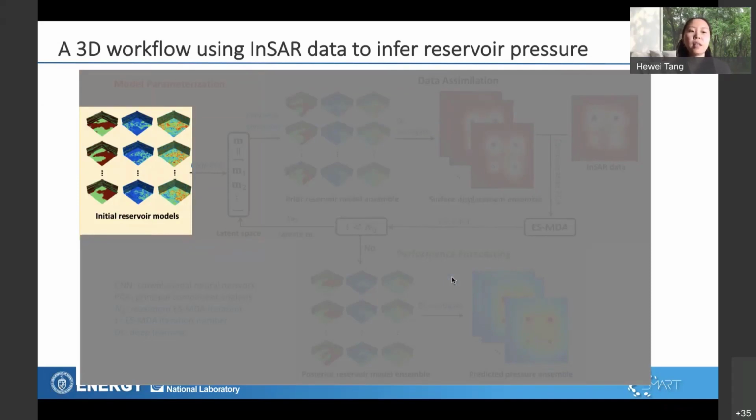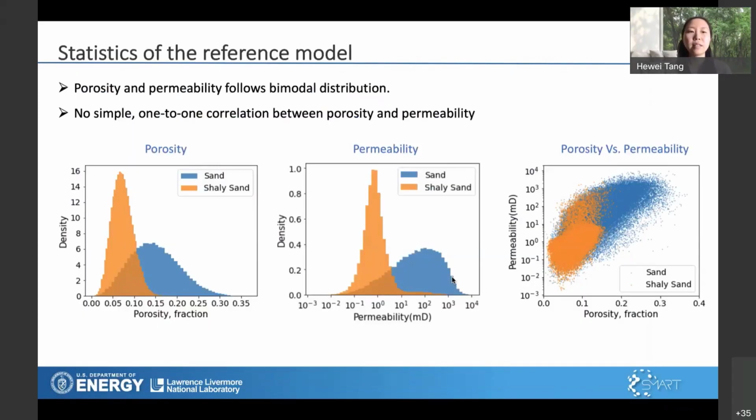So the first part is to have good initial reservoir models as our initial guesses. Let's first take a look at the statistics of the reference model. I show the histograms of porosity and permeability. They follow bimodal distributions since we have 2 facies considered in this reservoir. And we also find through their cross plots that there is actually no simple one-to-one correlation between porosity and permeability. This is just like most of the cases that we will deal with in the real field. So keep this in mind.